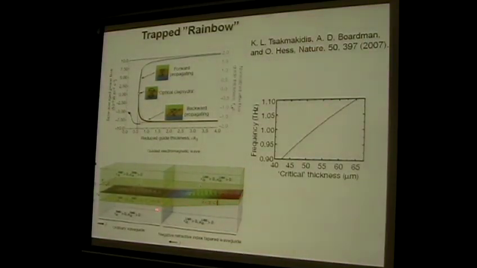So the same idea is used to trap the light of different wavelengths at different positions, and they gave it a fancy name, the rainbow, and published the paper in Nature. And they didn't cite our work, which is exactly the same idea. You know, with the critical thickness, you can trap the light there.